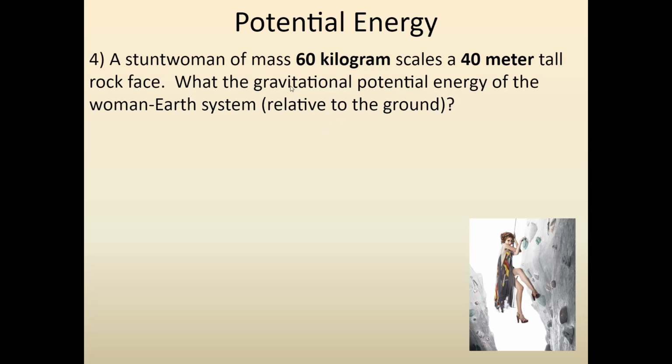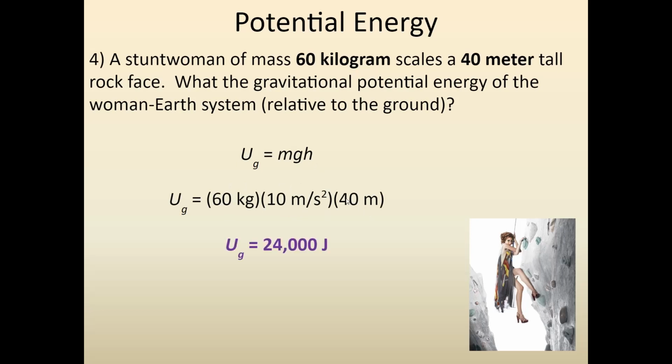And here they actually specify where we're taking the gravitational potential energy from. We're doing it relative to the ground. So we're just going to use the equation, mgh. Again, you can see that I'm dropping the deltas because, like I said, it's assumed to always be there. 60 times 10 times 40, and we get 24,000 joules.